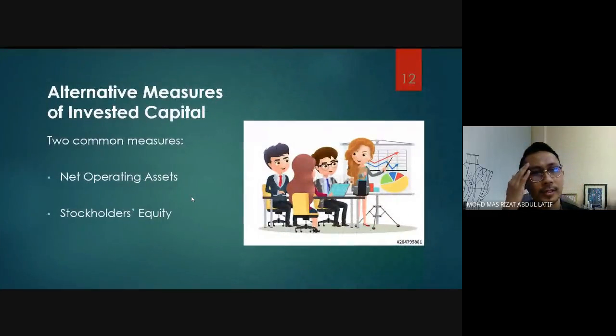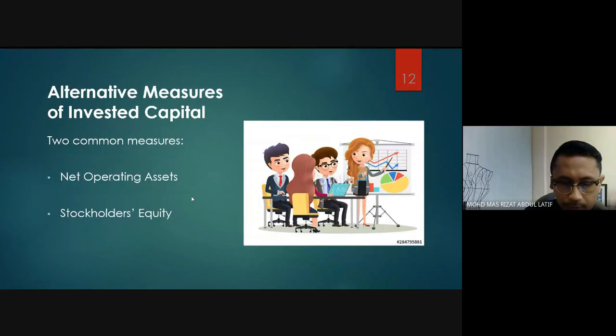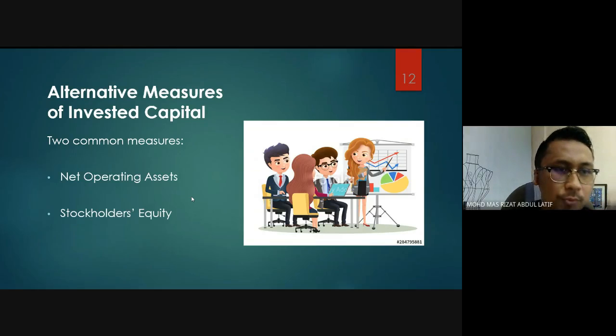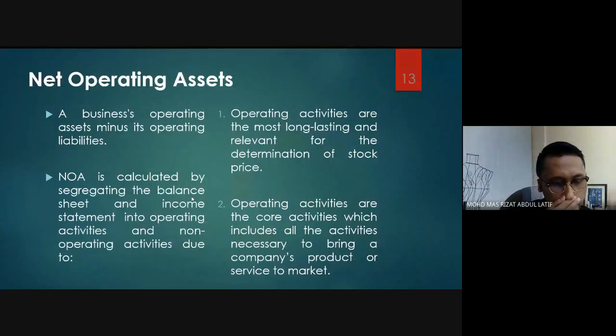Okay, so the alternative measures of invested capital. Now, let's go to the next page. So how can you calculate your invested capital? So they have alternative measures. So the two common measures are net operating assets and stockholders' equity. Okay, so kita akan cover both of these common measures. So the first one will be net operating assets.